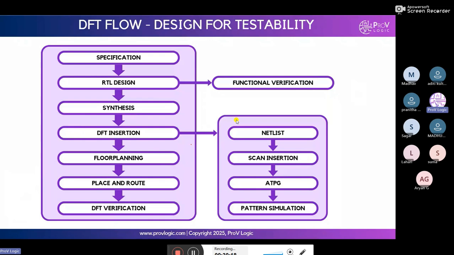Everyone understood? So here you can check the DFT steps, a netlist. For the netlist, whatever we can call it, RTL design or synthesized design, the circuit diagram, we insert the scan chains and ATPG pattern simulations. After doing pattern simulation, if everything is correct, then floor plan, physical design process.